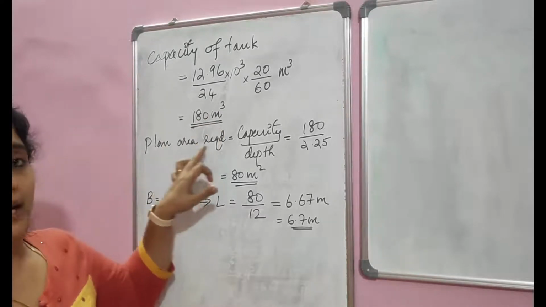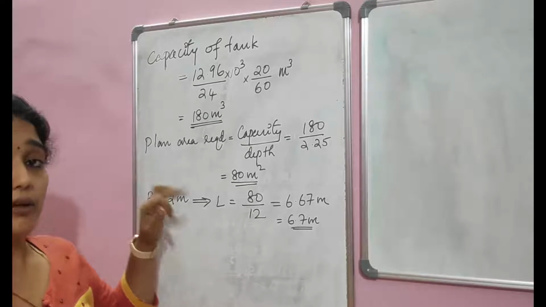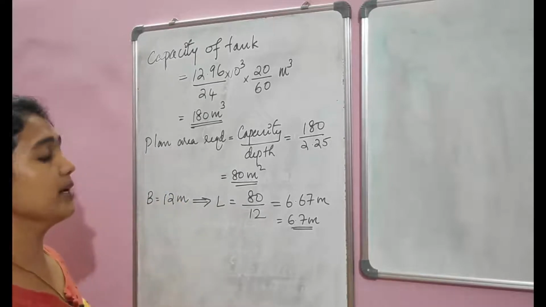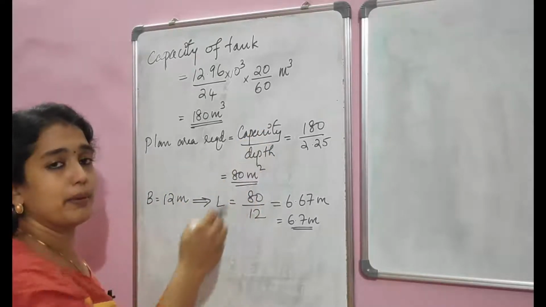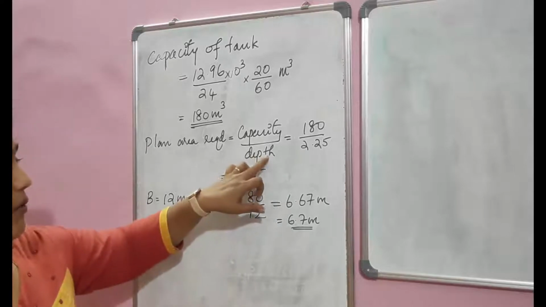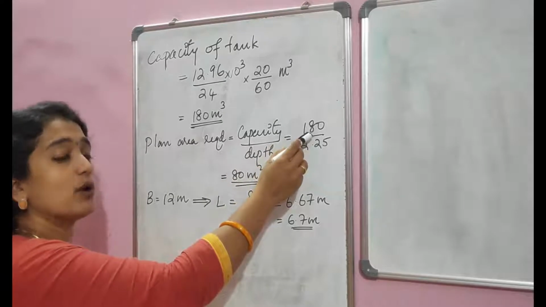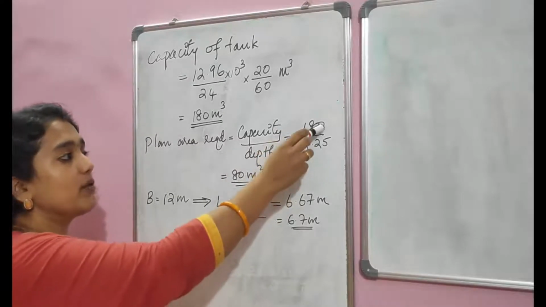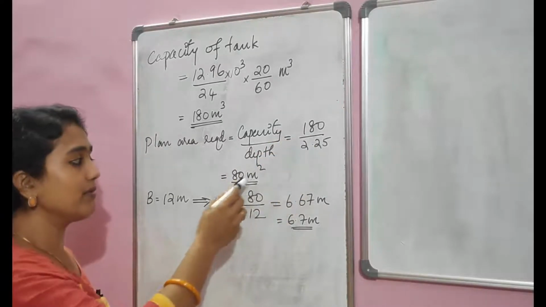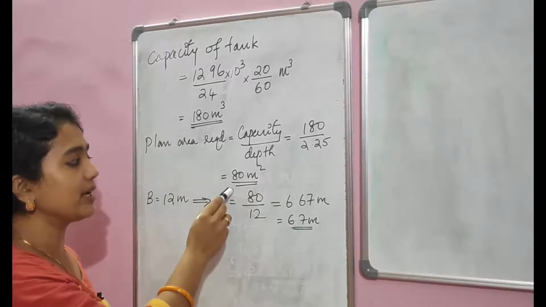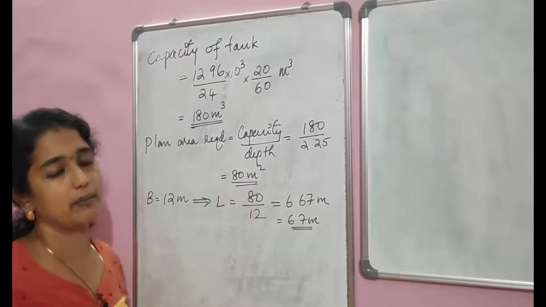Then the plan area required for the floc chamber. That is capacity divided by the depth. Depth we have already calculated, that is 2.25. Then capacity is 180 meter cube. Then 180 divided by 2.25. We get the plan area required as 80 meter square.